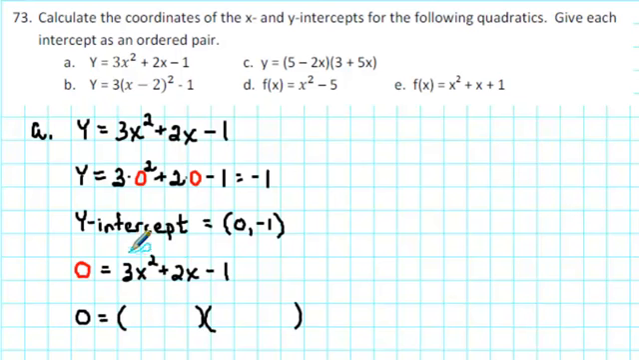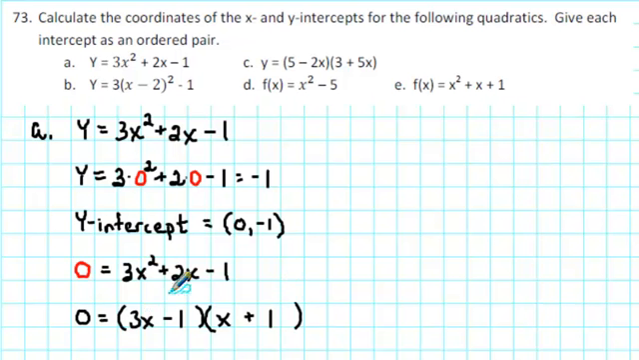We first of all think of two factors that multiply together to give us 3x squared. Let's try 3x and x. Next, we think of two factors that multiply together to give us negative 1. The only choices are negative 1 and positive 1. We then check to make sure that we get the correct middle term.